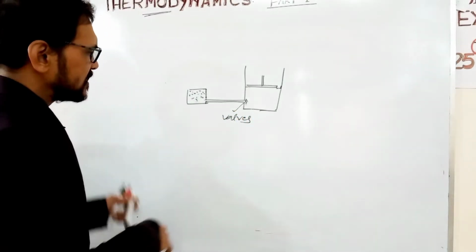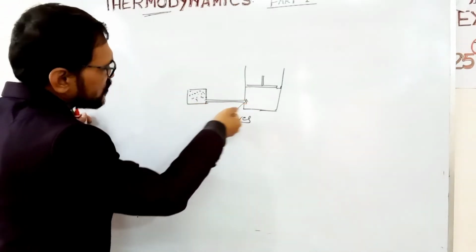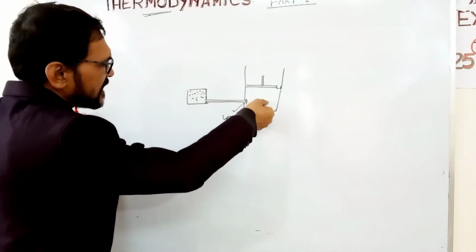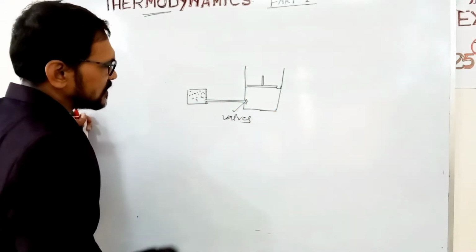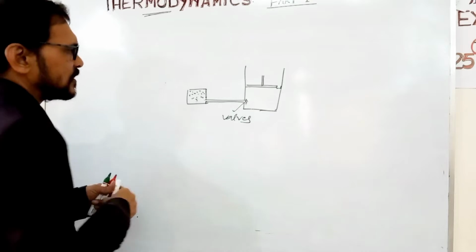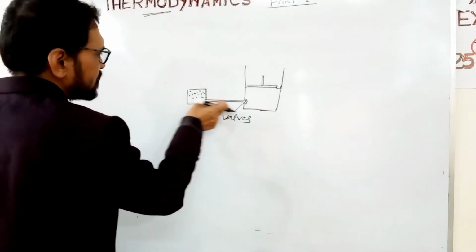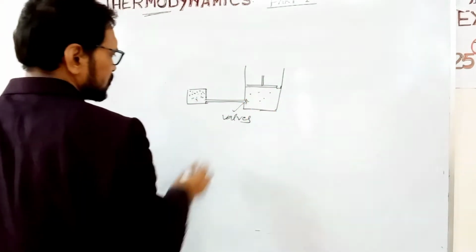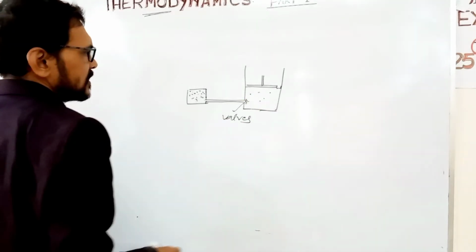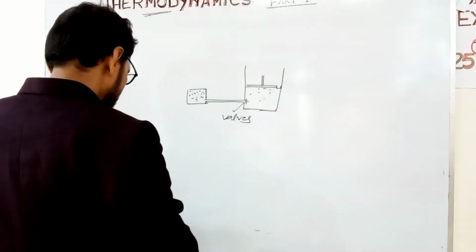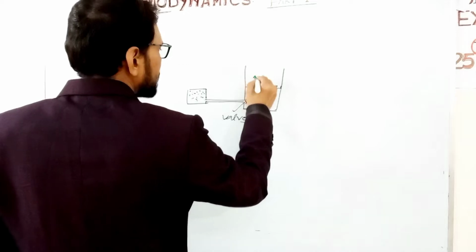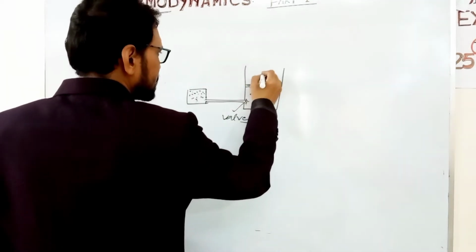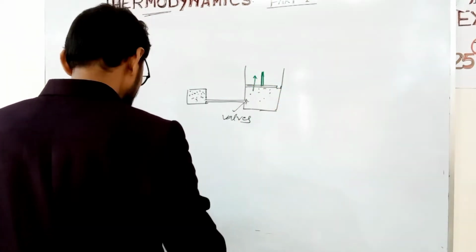A valve means a system which allows the gas to pass in one direction. When gas comes backward, the system closes. This is called a valve. Now a valve is present here. So when gas is introduced in this cylinder piston chamber, this valve opens. Now here high pressure gas pushes the piston.